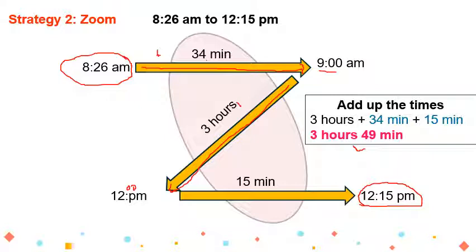But with these ones where it's a little bit trickier, where we've got different hours and different minutes going on, then we have to kind of partition it or break it up by using these kind of mental or written strategies. Either bringing it to the hour or jumping forward however many hours and then adding up the minutes to get to the destination time, which in this case is 12:15 p.m.